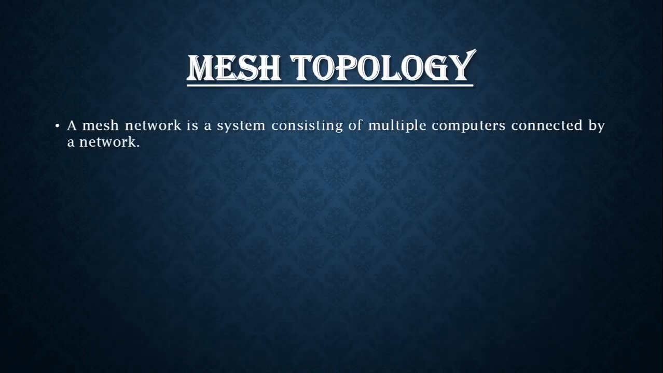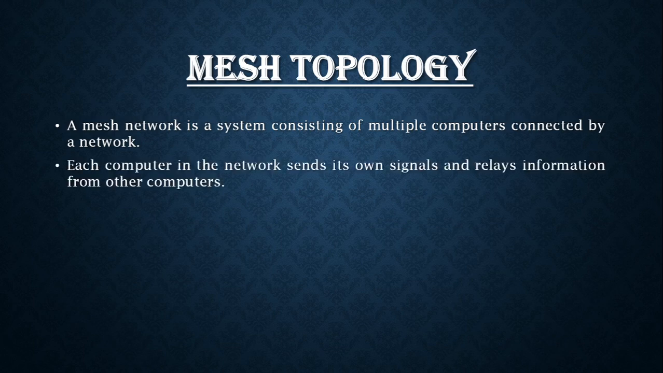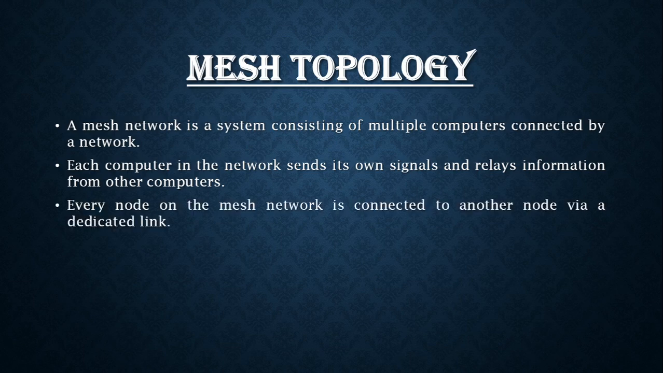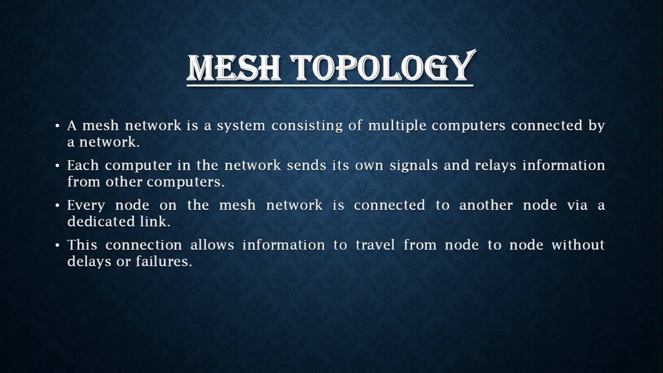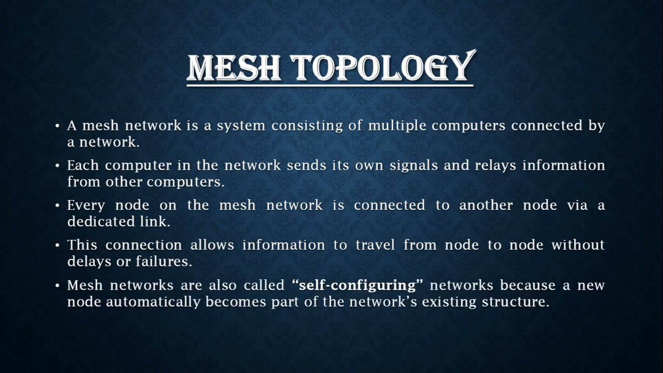A mesh network is a system consisting of multiple computers connected by a network. Each computer in the network sends its own signals and relays information from other computers. Every node on the mesh network is connected to another node via a dedicated link. This connection allows information to travel from node to node without delays or failures. Mesh networks are called self-configuring networks because a new node automatically becomes part of the network's existing structure.